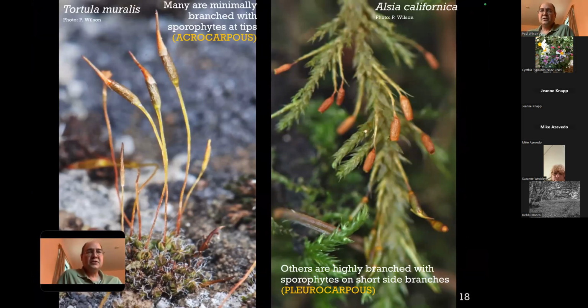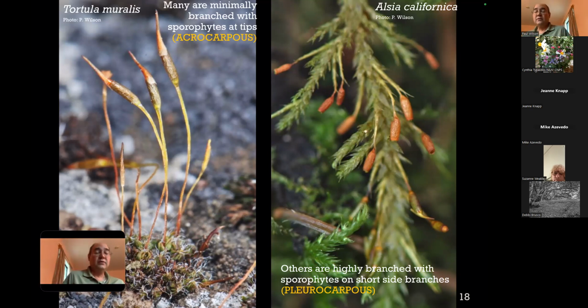Here's another distinction that's helpful. The primitive condition in mosses is to be acrocarpous. That means that the sporophyte is born at the tip of the main branch, and it uses up that main branch. And so acrocarpous mosses tend not to be like feather mosses or anything like that.